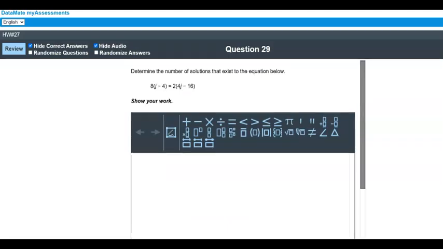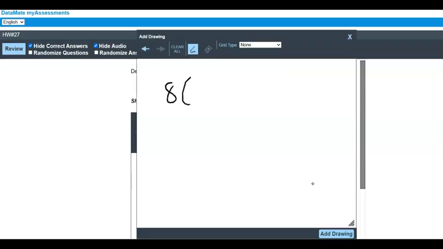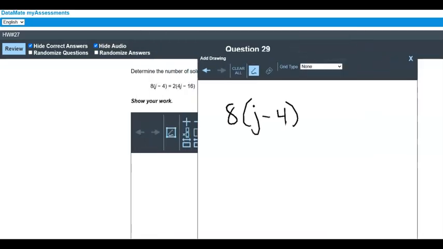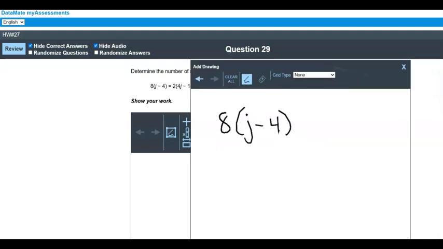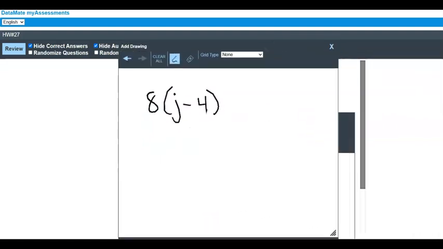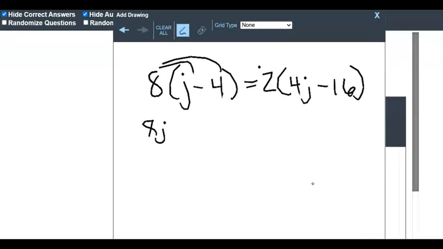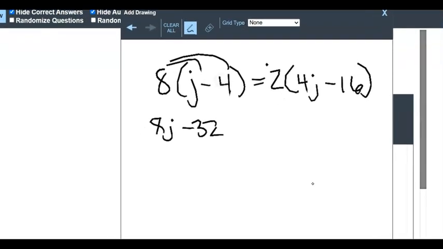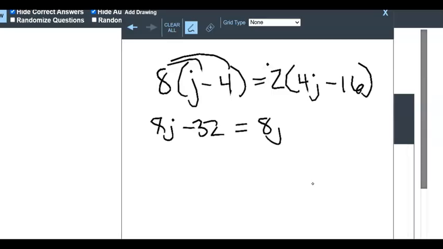There we go. All right, question number 29. I think I'm going to use the writing tool this time. 8 times j minus 4, so we can write 8 times j minus 4. And let's see, equals 2 times 4j minus 16. I'm going to get 8j minus 32 equals 8j minus 32. Oh, I see it already.